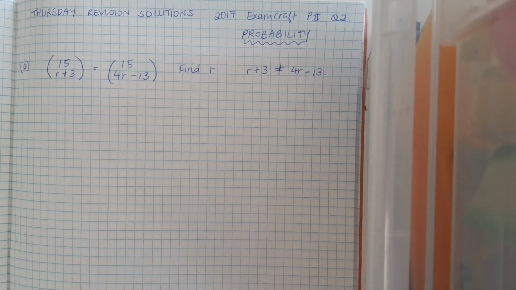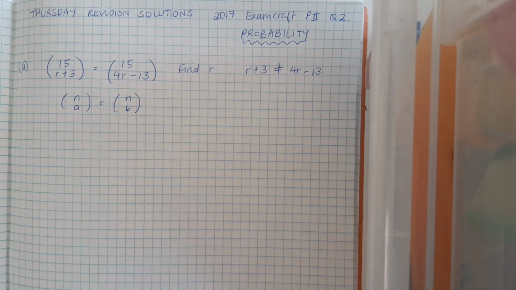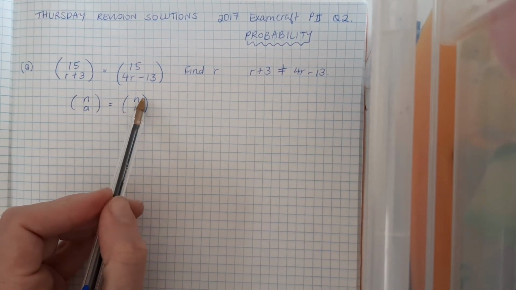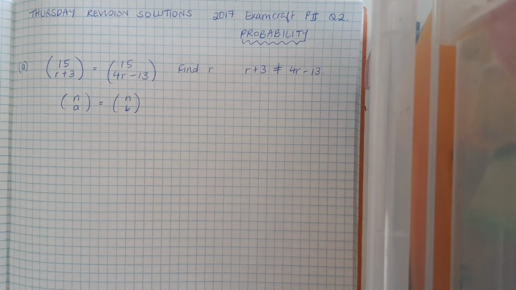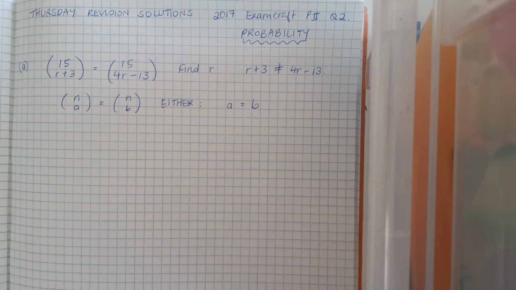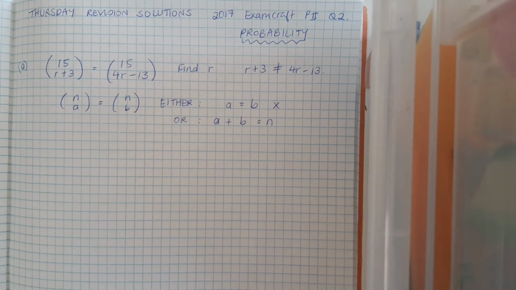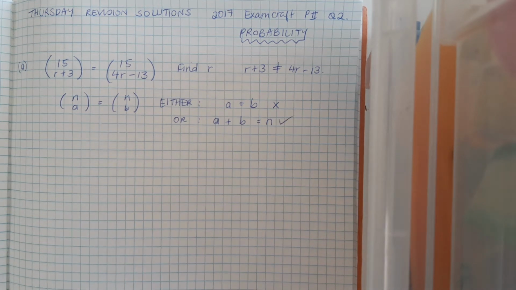So the first thing that I want to point out is that generally in the case where you have two combinations being equal, if the n values are equal, then we have two possible cases. Either a equals b, which they've ruled out in this case, or a plus b equals n, which is the case that we're going to use.